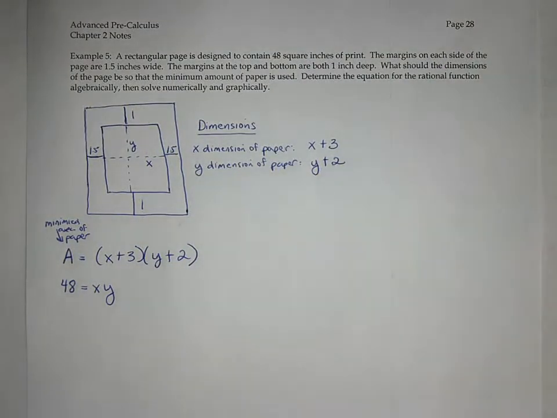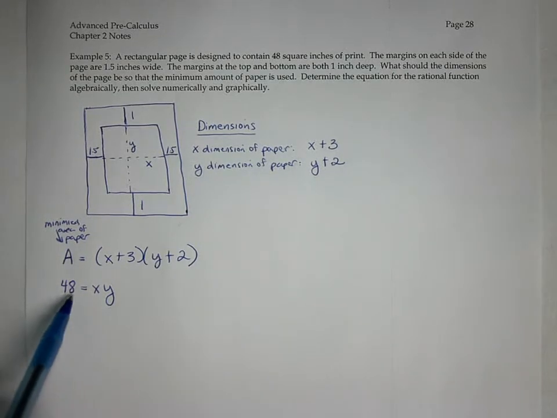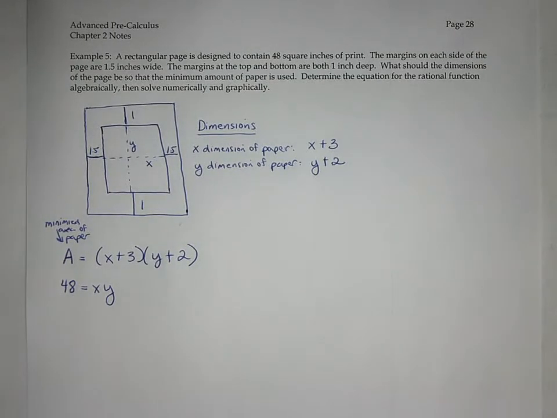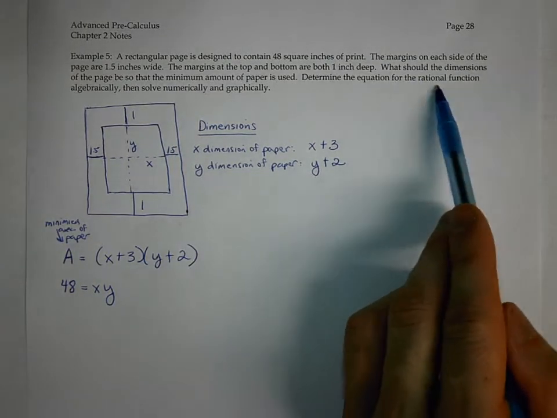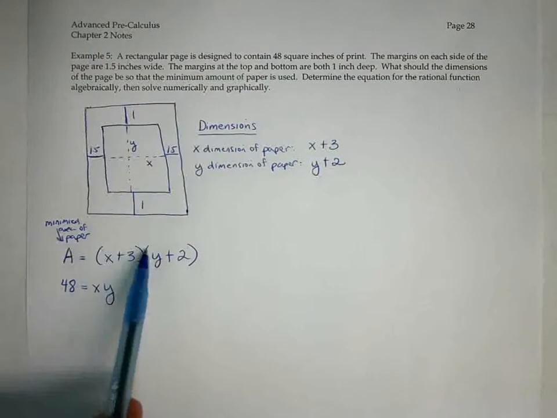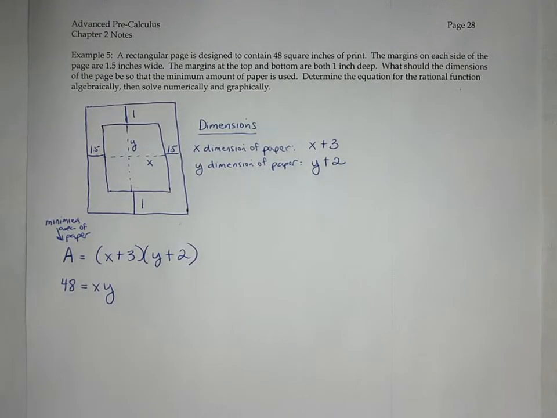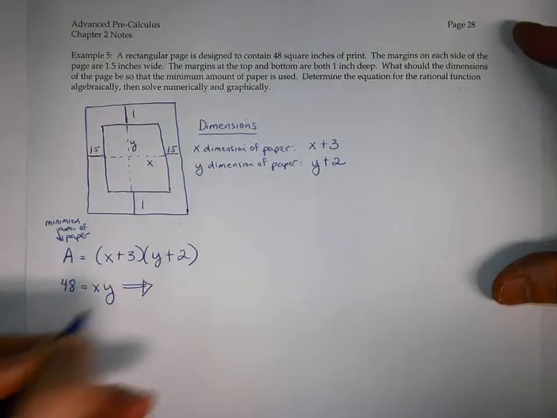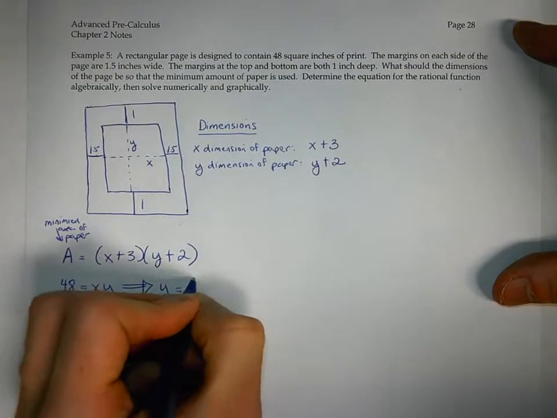Now that I've got this equation, let's simplify the second equation and then we can substitute into the first equation. Once we simplify and then substitute, we then will have a rational function in terms of area. It'll be area equals everything here. And the way I'm going to choose to do this is I'm going to solve the second equation for y.